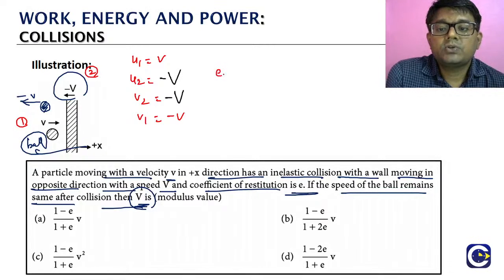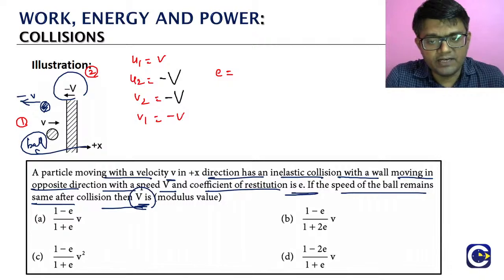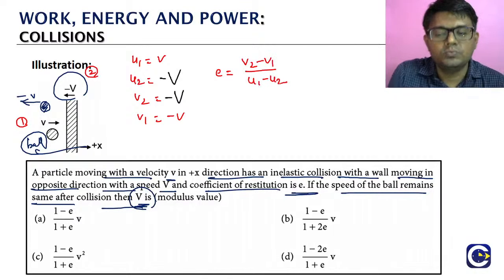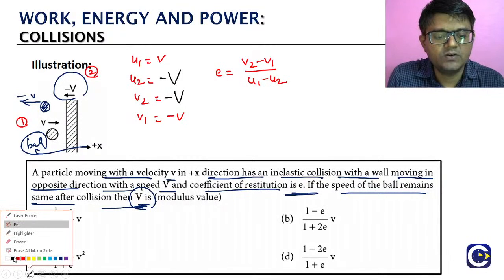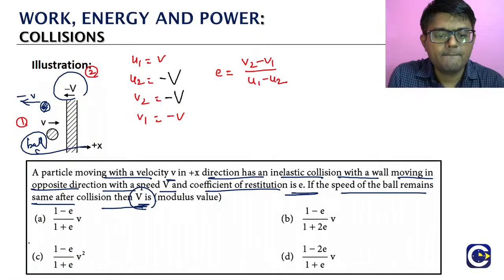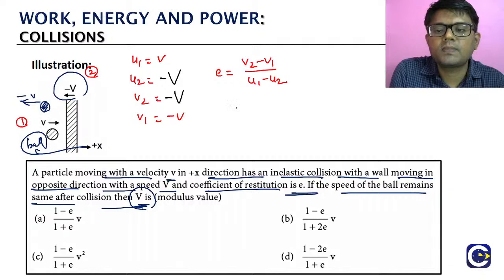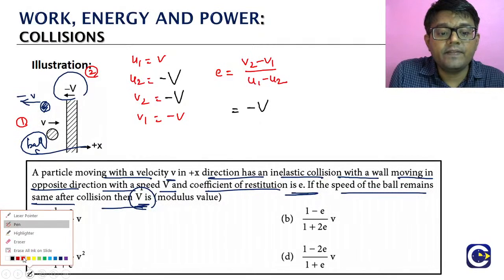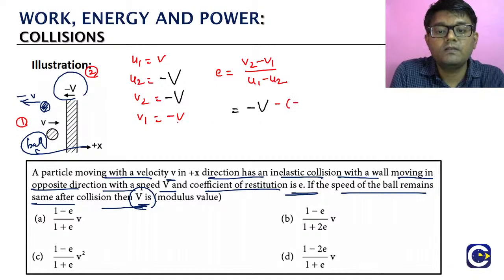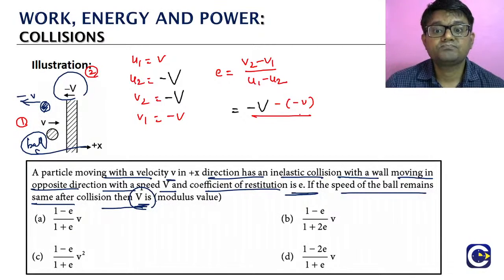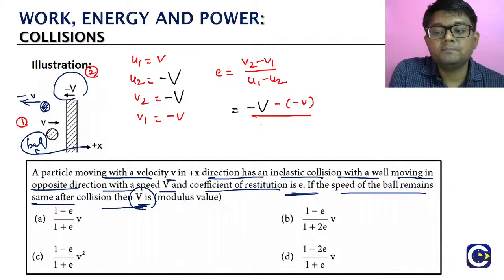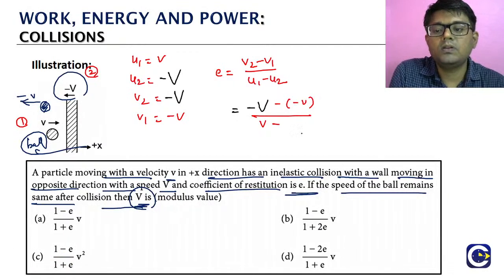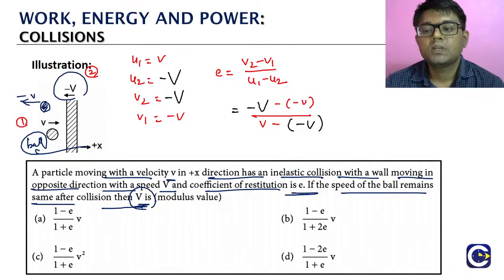What is the coefficient of restitution formula? E is equal to V2 minus V1 divided by U1 minus U2. That is the E formula, right? So check it. What is it going to be? V2 means minus capital V, that is the wall, minus V1. V1 is minus small v, divided by U1 minus U2. U1 is small v, minus U2, which is minus capital V.